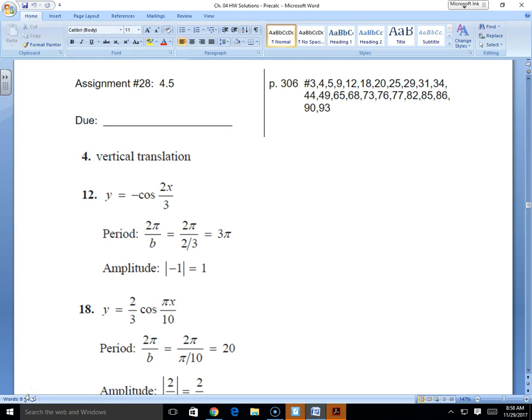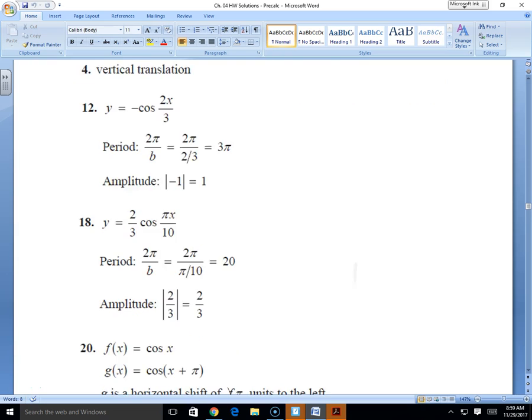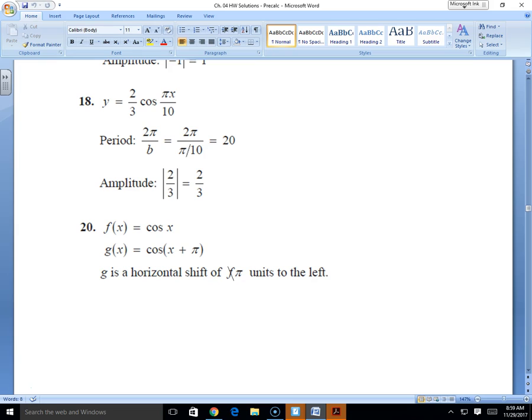Number 4, vertical translation. Number 12, amplitude. There is a -1, but remember, always positive. Positive 1. Period, when you solved, was 3 pi. Get down the right answers. Probably not time to show all the work. Number 18, period is 20, amplitude is 2/3. But for period, you got to plug into the formula.